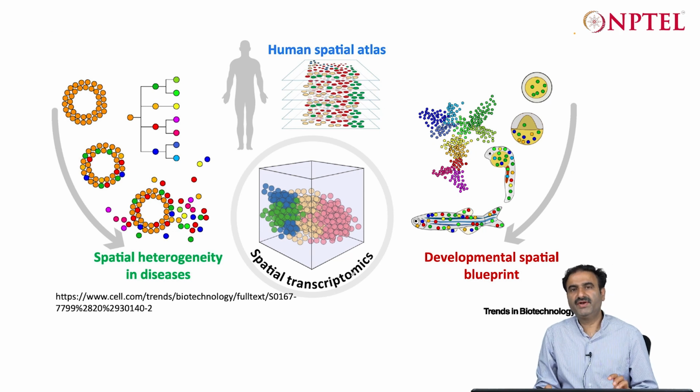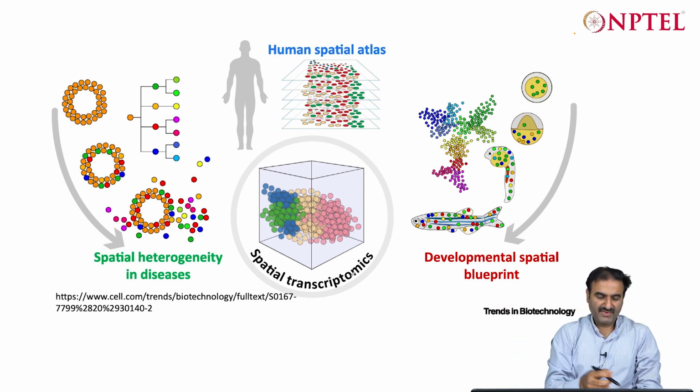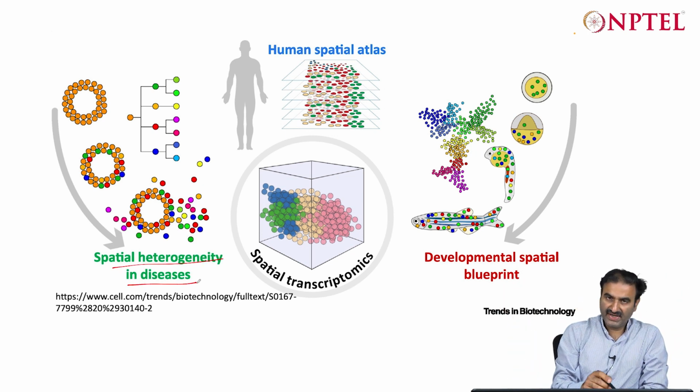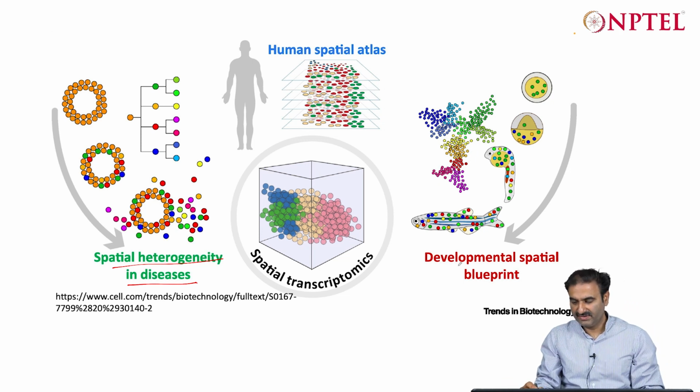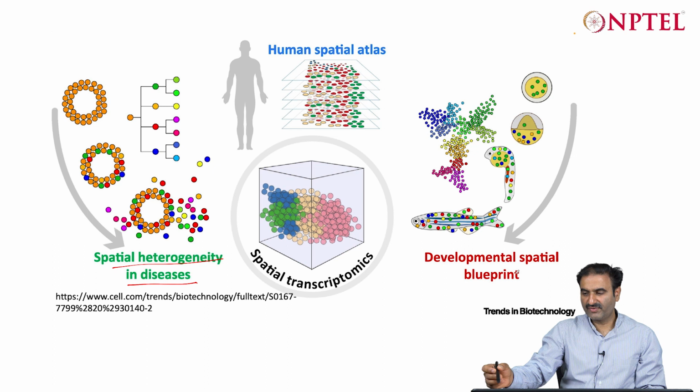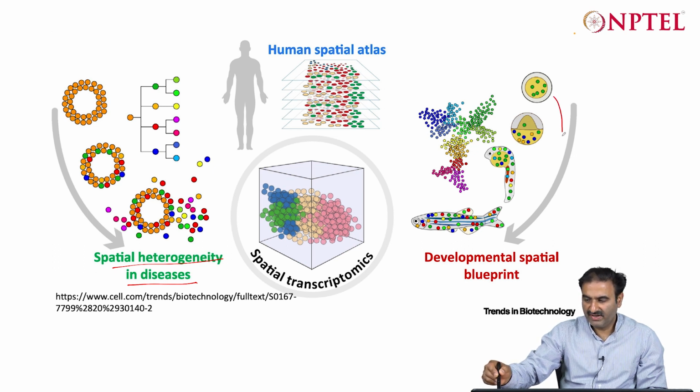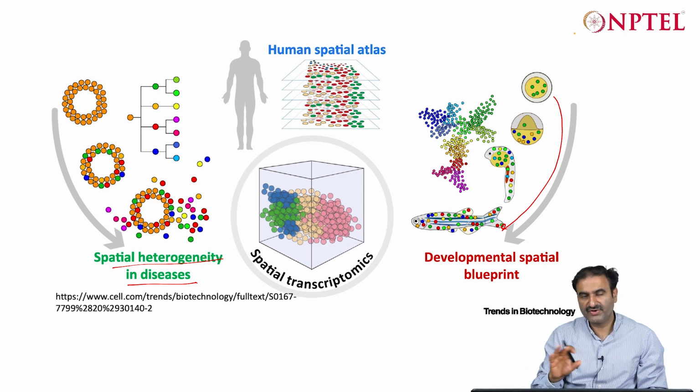So people have now made, or are trying to make, the human spatial atlas, where they can see the spatial heterogeneity in diseases in the context of different cells, right? For example, there is a developmental spatial blueprint from the developmental stage of a single cell to multicellular, and then how tissue expression varies in different tissues of that organism.